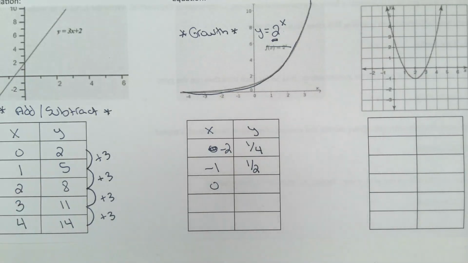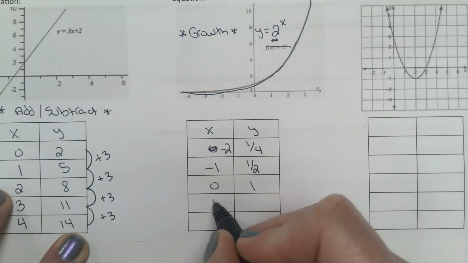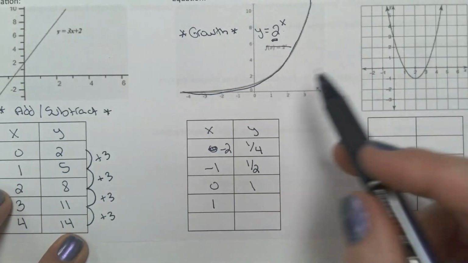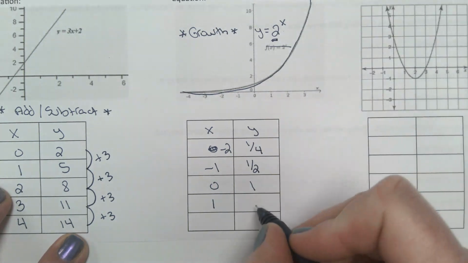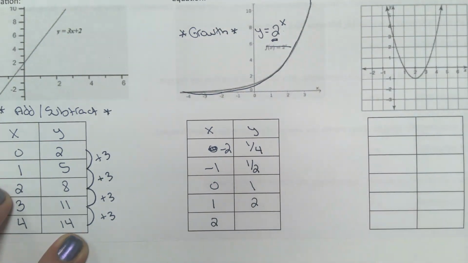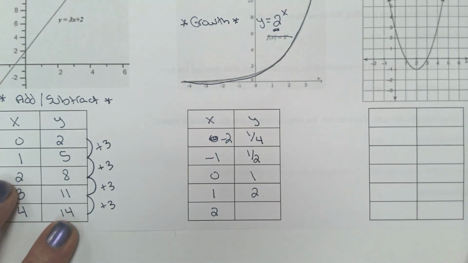2 to the 0. This is a fun fact that everyone needs to know. Any number raised to the 0 power is always what? It is always 1. Anything to the power of 0 is always 1. The next two you should not need your calculator for. When x is 1, what's 2 to the first? 2. And when x is 2, what's 2 to the second?